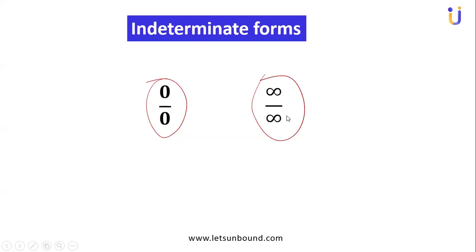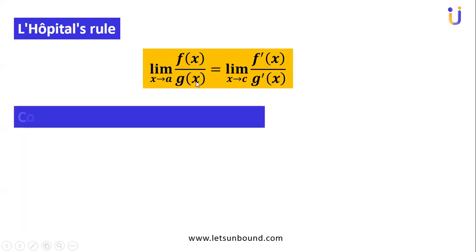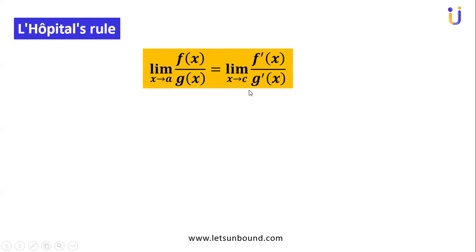For these cases, we can use L'Hopital's rule. So the rule is limit x tends to a, f of x by g of x is limit x tends to a, f dash of x by g dash of x. What we did is apply the limit, but instead of f of x, g of x, I use the derivatives of the respective functions. That is all about L'Hopital's rule.